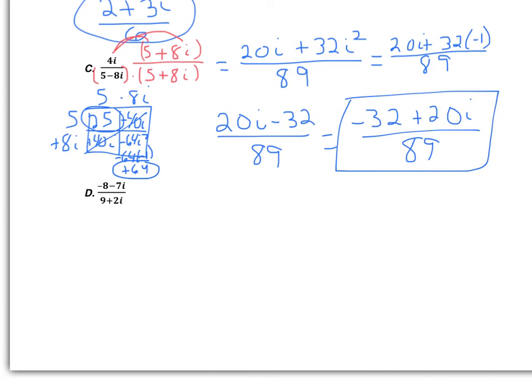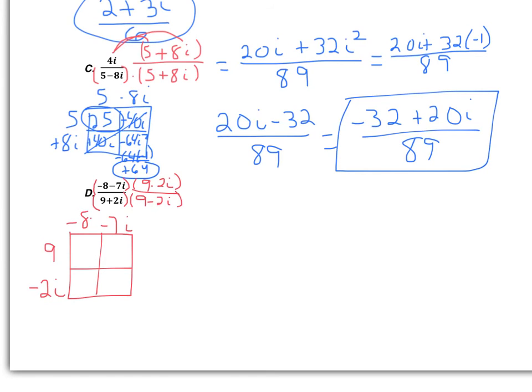For letter D, we see that we have minus 7i in the top, which is a quantity, and plus 2i in the bottom, which is a quantity, and I want to get rid of i in the bottom, so I multiply by the conjugate on top and bottom. And then I can take the top, negative 8 minus 7i times 9 minus 2i. Negative 8 times 9 is negative 72. Negative 7 times 9 is negative 63i. Negative 8 times negative 2 is positive 16i. And negative 2 times negative 7 is a positive 14i squared. And we know that i squared is negative 1. So we have negative 14.